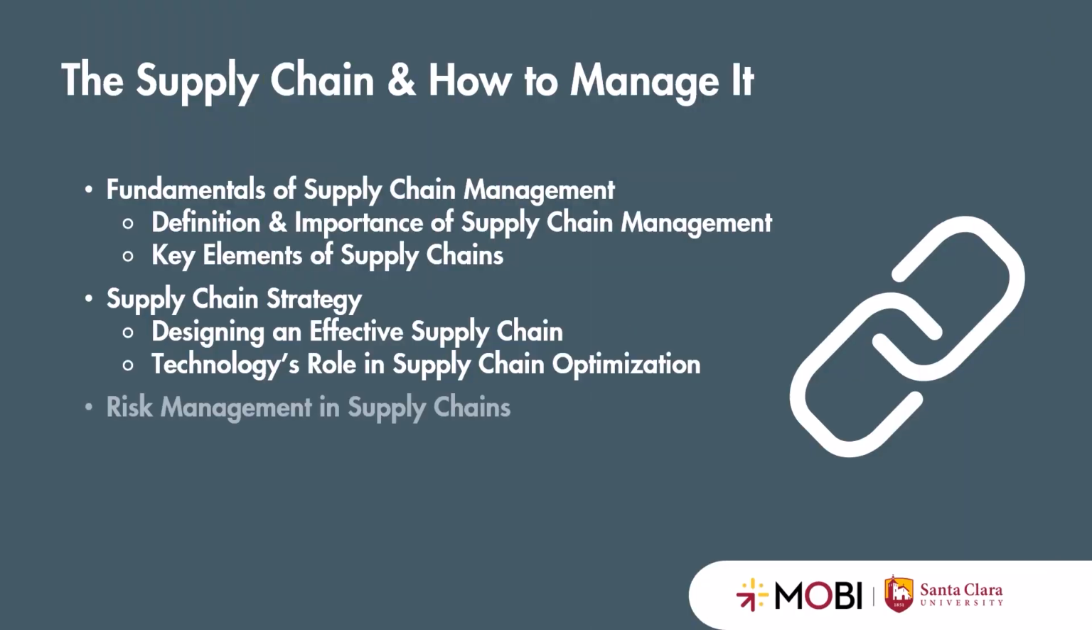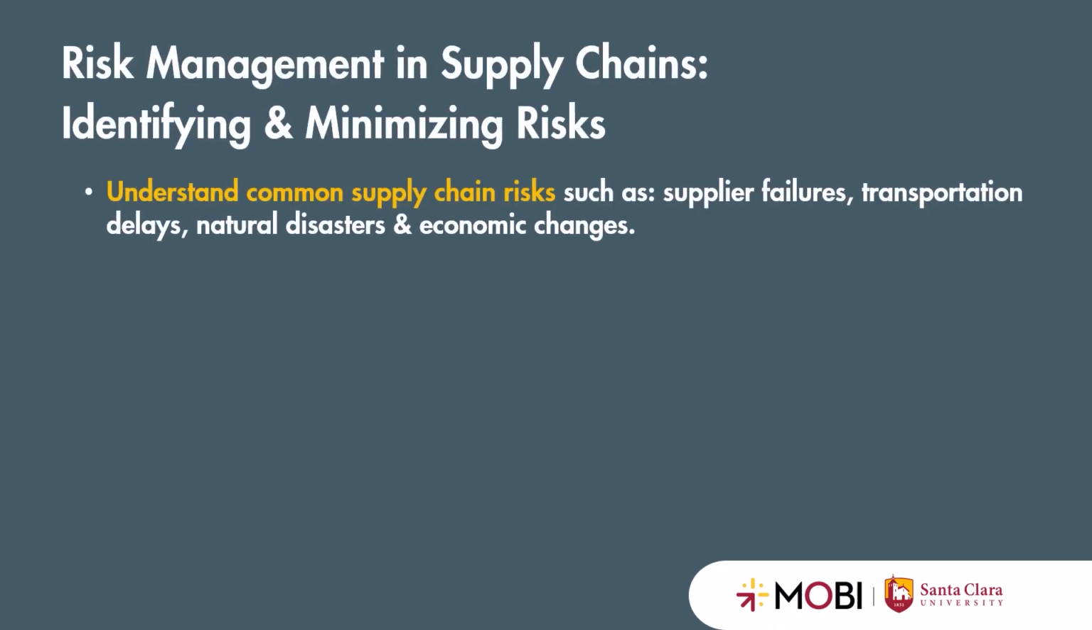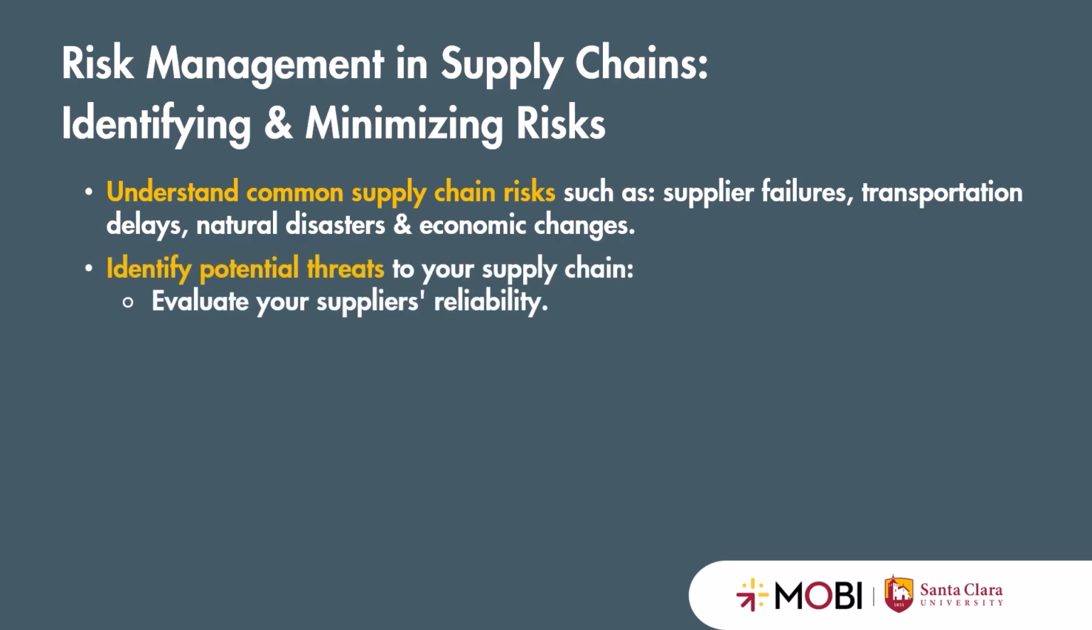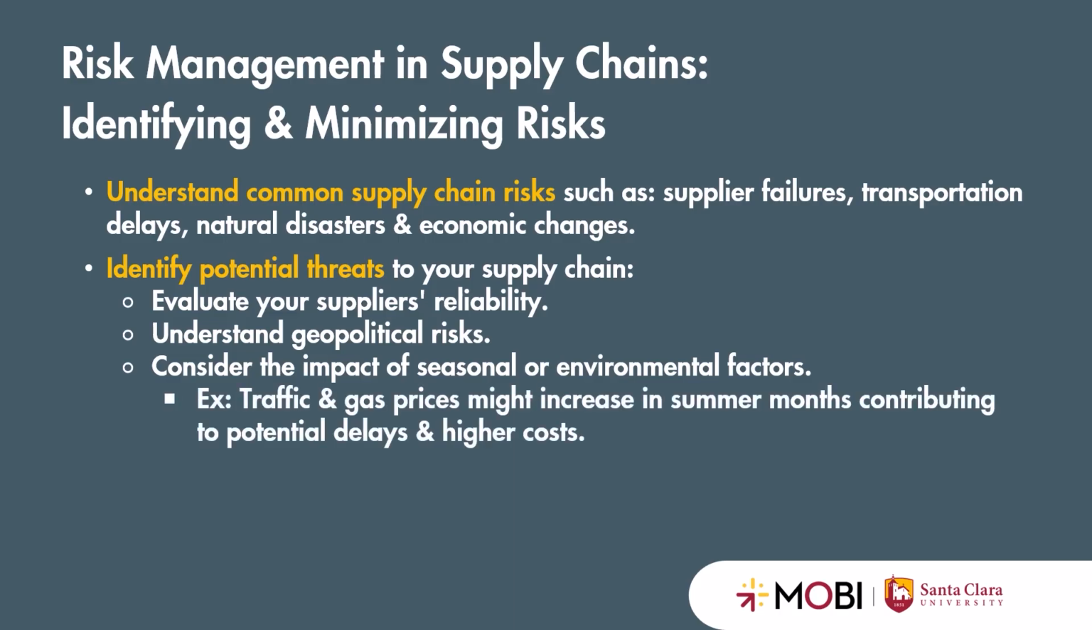Now, we'll discuss risk management in supply chains, focusing first on identifying and minimizing risks. Supply chains can be vulnerable to various risks, such as supplier failures, transportation delays, natural disasters, and economic changes. To manage these risks, start by identifying potential threats to your supply chain. This can include evaluating your supplier's reliability, understanding geopolitical risks, and considering the impact of seasonal or environmental factors. For example, traffic and gas prices might increase in summer months, contributing to potential delays and higher costs.